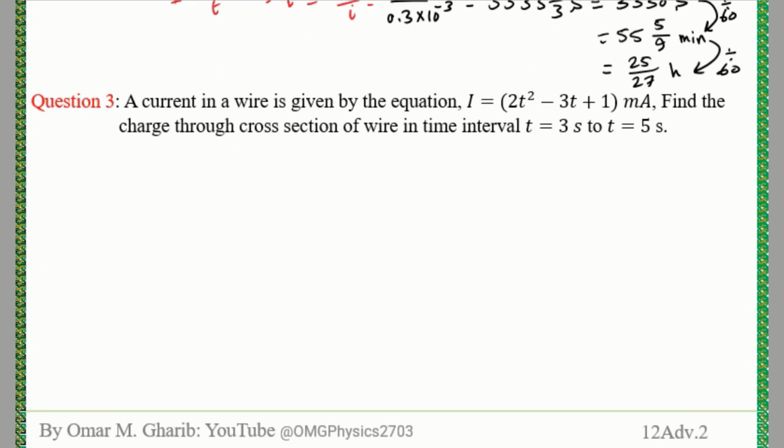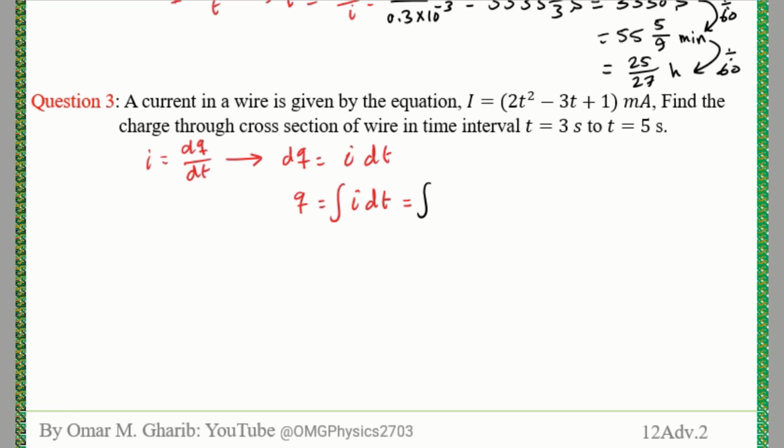Third question, a current in a wire is given by the equation I equals 2t squared minus 3t plus 1 milliampere. Find the charge through the cross-section of the wire in the time interval between 3 seconds and 5 seconds. Here we need to do some integral, because I equals dq over dt. Now we have the current as a function of time, so dq equals I dt. To find Q, you need to integrate I over the time.